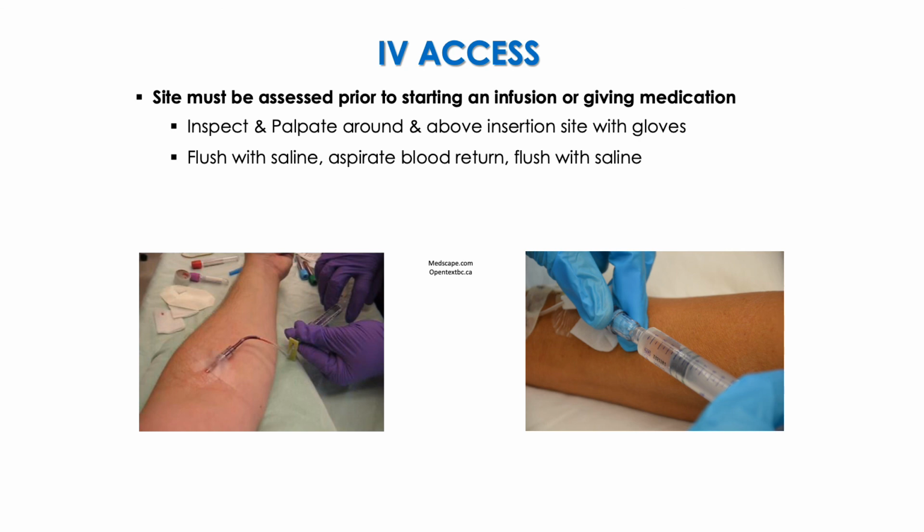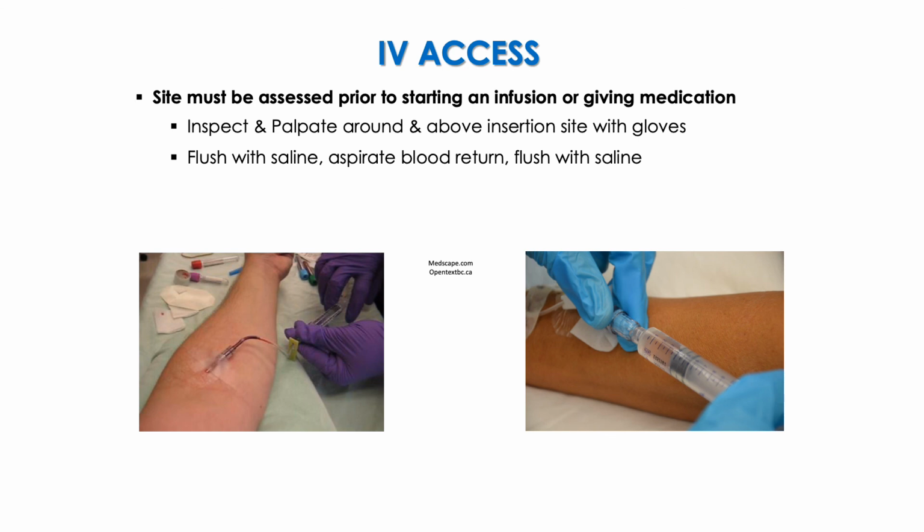If it flushes without any resistance, then it's probably still in the vein. So we flush first and then we aspirate. We pull back on the plunger to see if there's any blood return. That's what's being shown in the first image. You can kind of see the blood that's in the line. That person is aspirating, they're pulling back. That gives us another indication that the catheter is still in the vein.